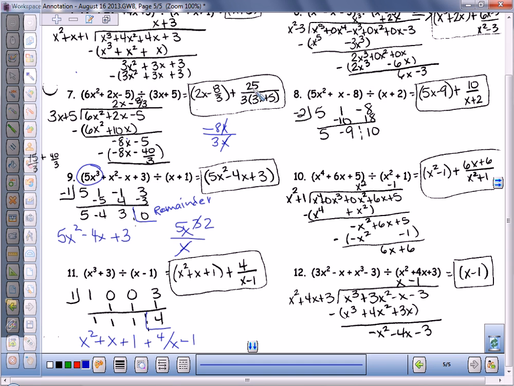And the 25/3, when we put it over the 3x plus 5, the 3 can go in the denominator. This gives us 25/3 left. When we have the remainder, we never want to have anything in the numerator that's of equivalent degree as the denominator.